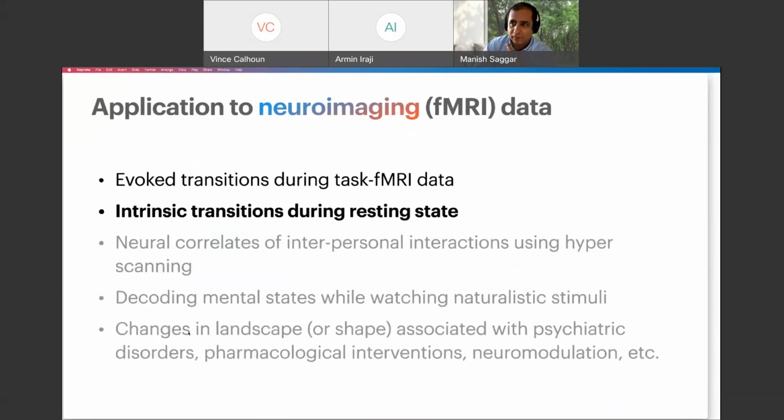And let me very briefly take you through the evoked. So here are some of the applications. And I'll today focus only on these two, but I'm putting these 3 just for future reference that we are applying. So we started with looking at fMRI evoked transitions. This paper that I'll talk about today mostly is all about resting state transitions. But now we are applying these methods, now that we're more confident in them, to looking at interpersonal interactions in hyperscanning or decoding states while you're watching naturalistic stimuli, or obviously looking into psychiatric populations and interventions of all kinds to see how the representations change and whether we can learn from them.